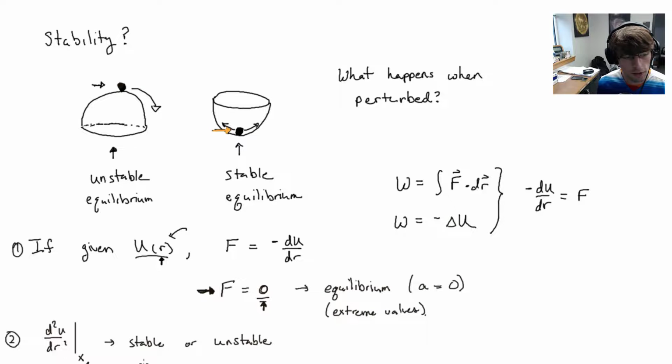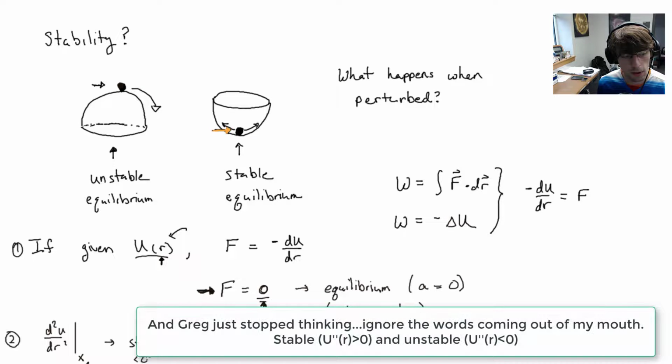If this value is greater than 0, it's stable. If it's less than 0, it's unstable. Stable means that you have a concave up potential energy, and so if you perturb it, the force will return the ball back to the lowest position. Unstable is like having a ball on top of a bowl and pushing it off.